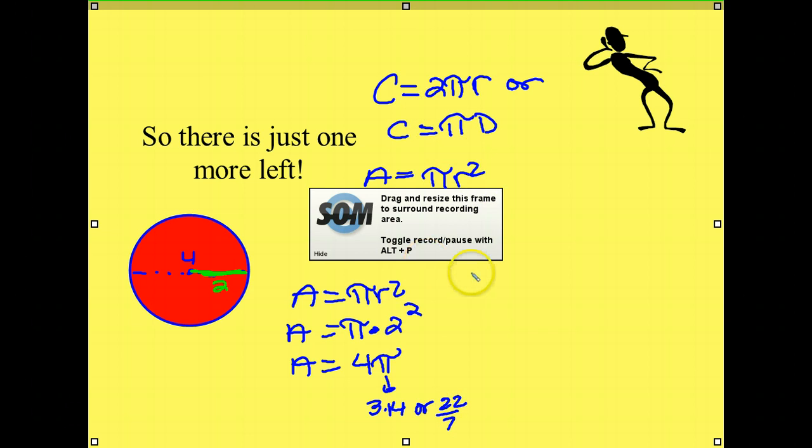Now, to find the circumference, we have a choice. We can use either one, but I'm going to use pi d because it's less complicated since I already know the diameter. So it's going to be 3.14 times 4, or 4 pi.